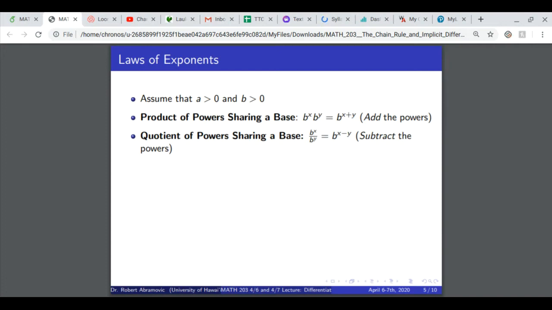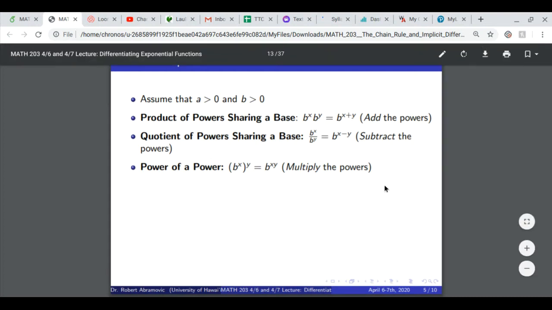The next law is the quotient of powers sharing a base. This means we divide b to the x by b to the y. This is equivalent to subtracting the powers x and y. Then we take the power of a power, b to the x, raised to the y power. We get b to the x times y. That's equivalent to multiplying the powers.